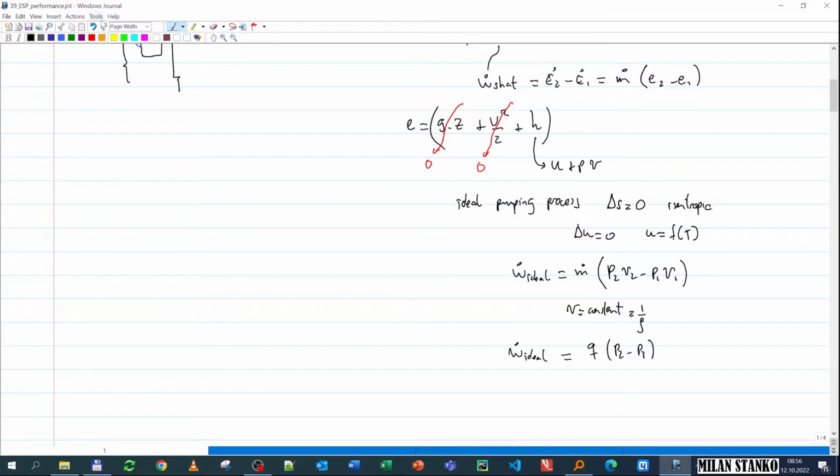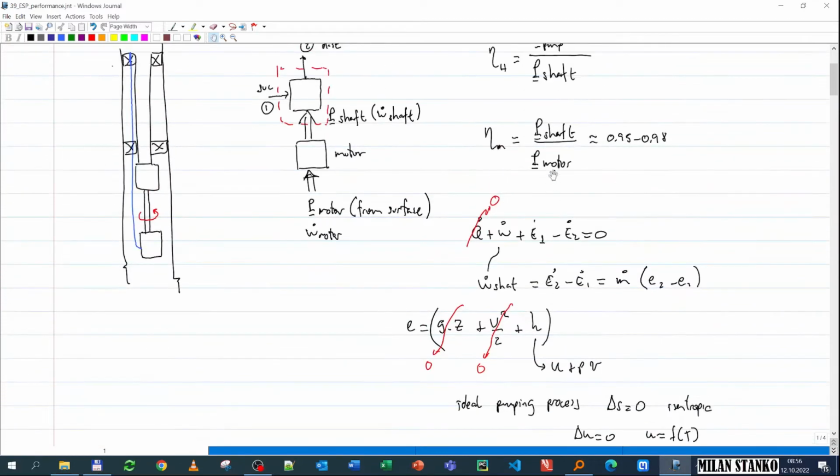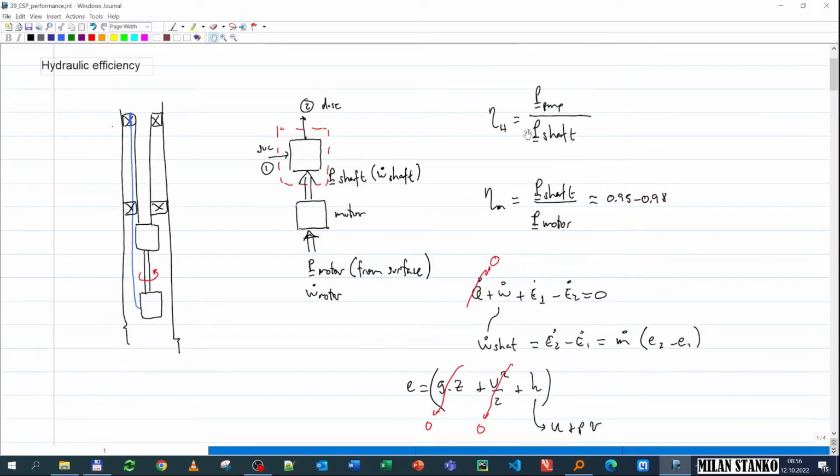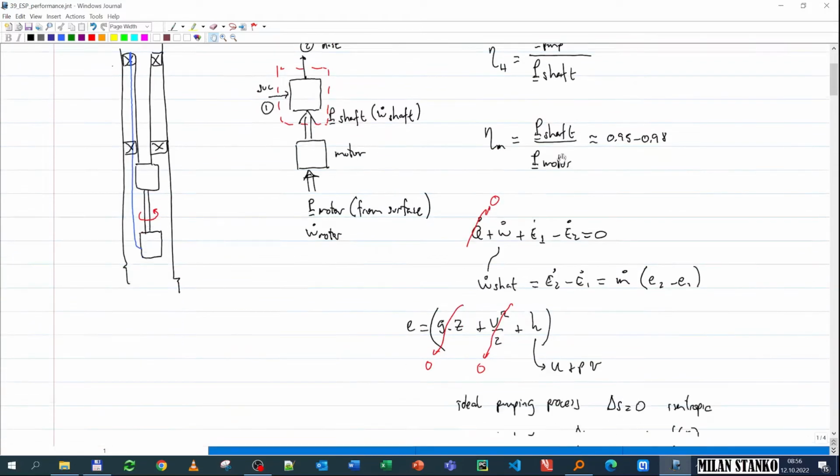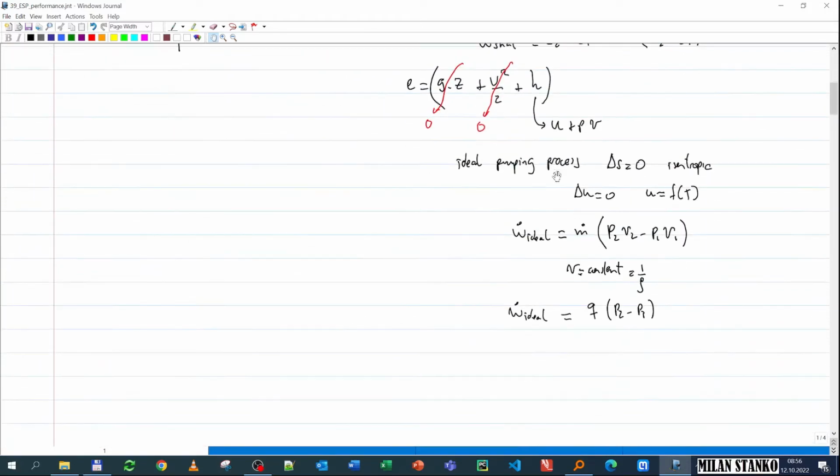So that tells you that this is what it will require if I were to pump it ideally, that means isentropically with no change in temperature. And the shaft power is telling you what it is actually requiring, how much energy it is requiring. So then the hydraulic efficiency can be expressed as Q times P2 minus P1 divided by the power at the shaft.